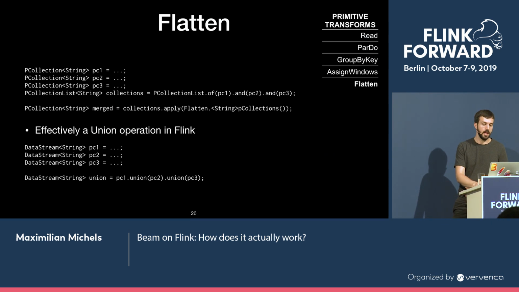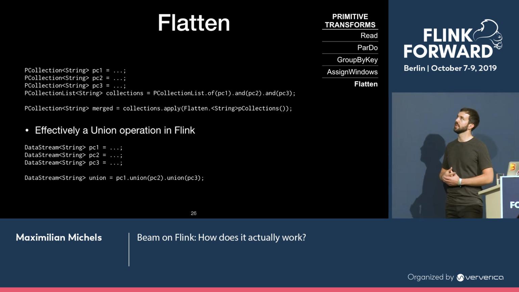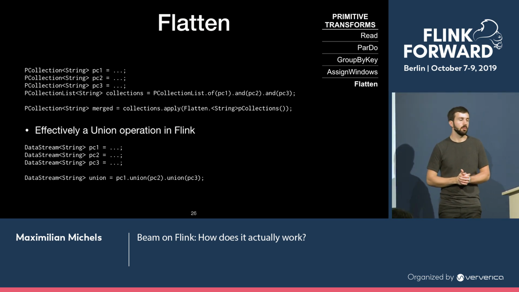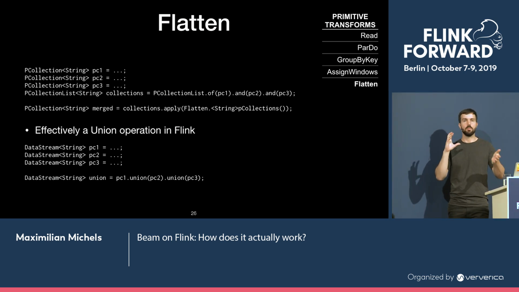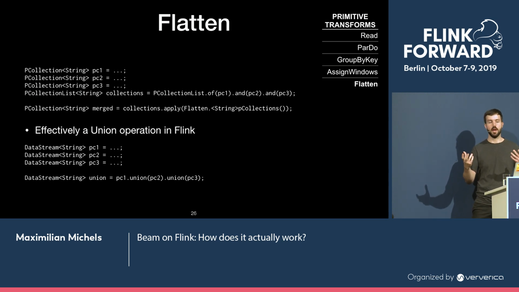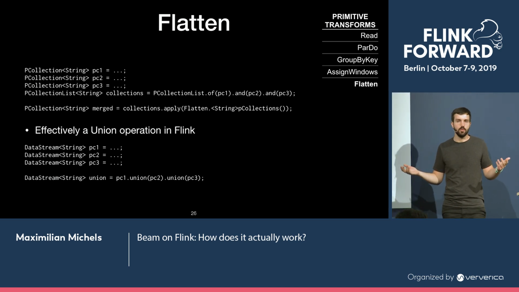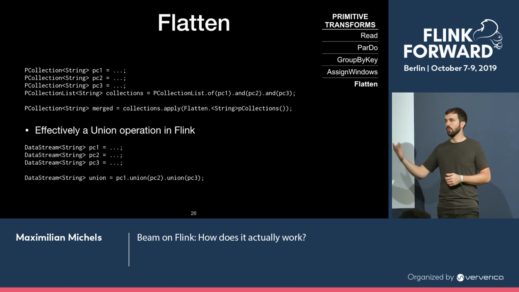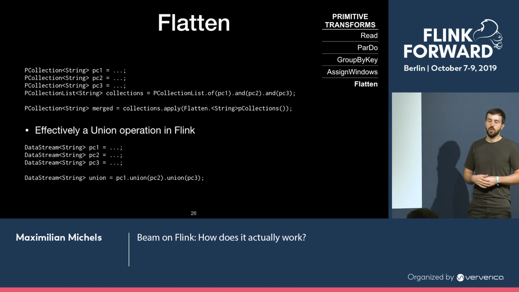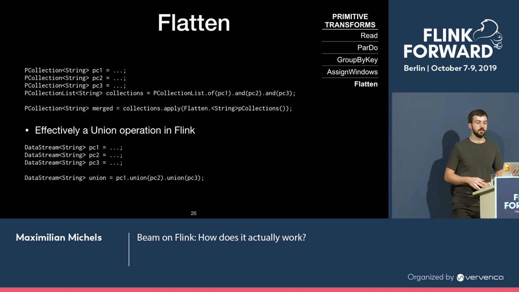Yeah, and that's now the last one. Flatten is very simple because Flatten is just a way to combine multiple PCollections which have the same type into one PCollection, and if you used Flink before, then it's just a union. So we do a union and merge all these together.